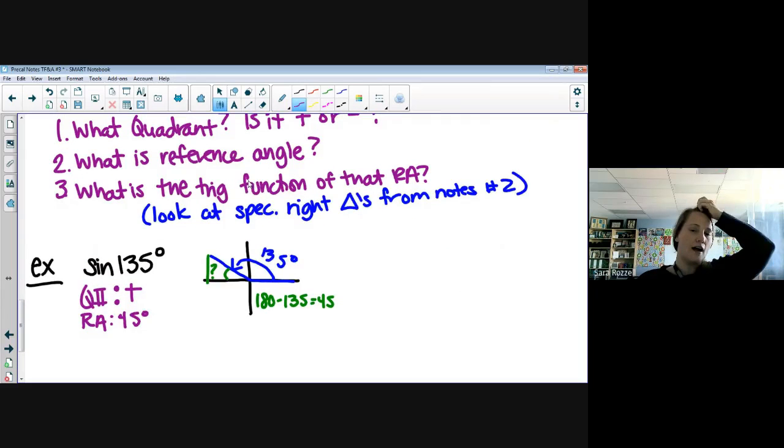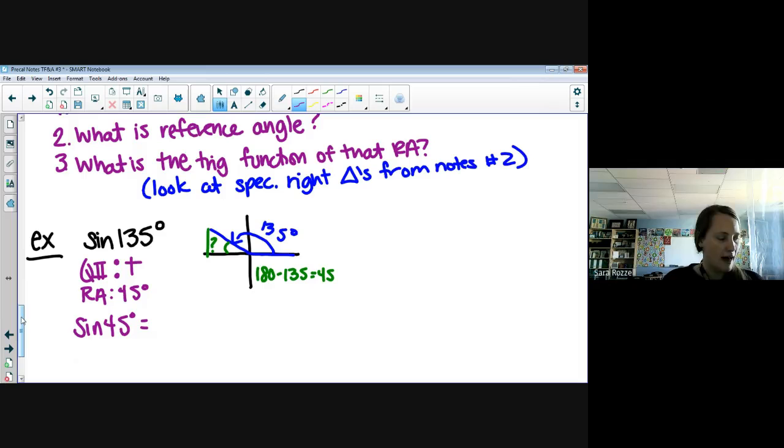Step 3 is to figure out what is the trig function of that reference angle. So what is sine of 45 degrees? They're asking for sine, so we want sine of 45 degrees. So I go back in my notes. I flip back to what we did last time. I look on the special right triangle part, right? I see my special right triangles. Go to 45 degrees. What is sine of 45 degrees? Root 2 over 2.